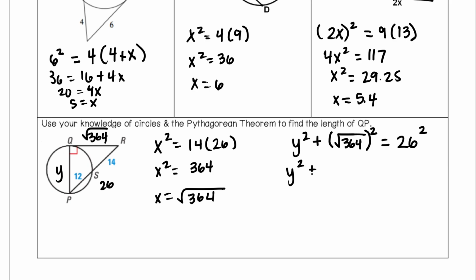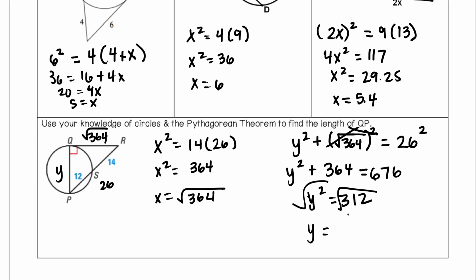Simplifying that leaves us with y squared plus 364 because the square root and the square cancel each other out, and that is all equal to 676. When we subtract, we're left with a difference of 312, and we'll take the square root of each side. This leaves us with 312 can be broken up into the factors 4 times 78. So since we can say that that's 4 times 78, that means I can take out that perfect square of 4, make it 2, and leave the 78 inside of the radical, and therefore PQ equals 2 root 78 for our final answer.